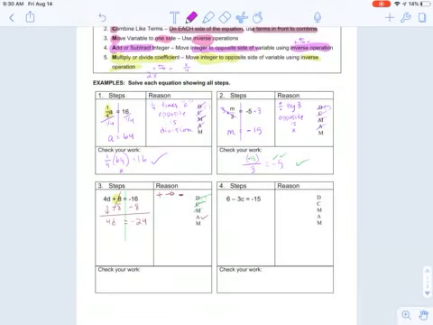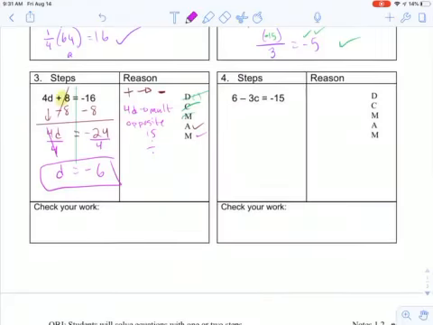Don't call me after midnight. Multiply or divide. I have 4d, which is multiplication. That's 4 times d, so the opposite is to divide. I'm going to divide by 4. 4 divided by 4 is 1. 1d or just d, so it's like those cancel out. And I have to do it on the other side as well. Negative 24 divided by 4 gives me negative 6.